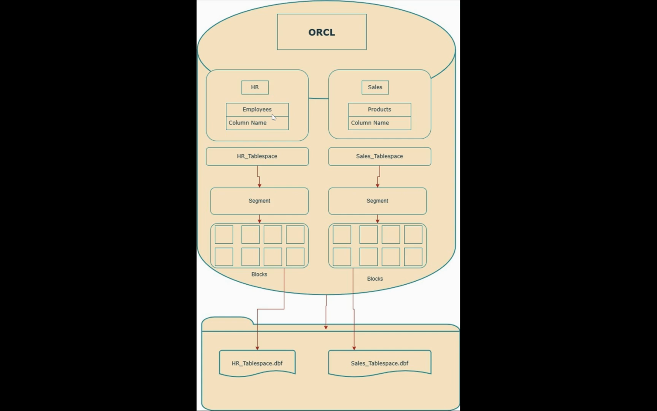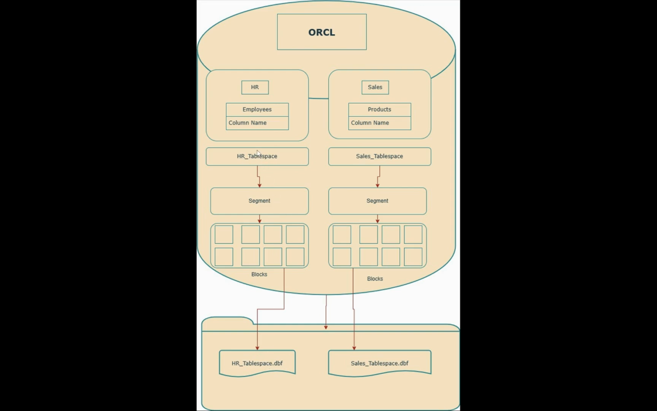Now, as we are looking at it, I have two schemas. One is HR and the other one is sales. Within the HR schema, I have an employees table, and within the sales schema, I have a products table, and they both have their respective tablespaces, and each tablespace is associated with a data file. We call it a data file, which gets stored on the physical disk as a physical file. All the database files will have the extension .dbf. And as we can see here, hr_tablespace has hr_tablespace.dbf. This is the file where the data ultimately gets stored.